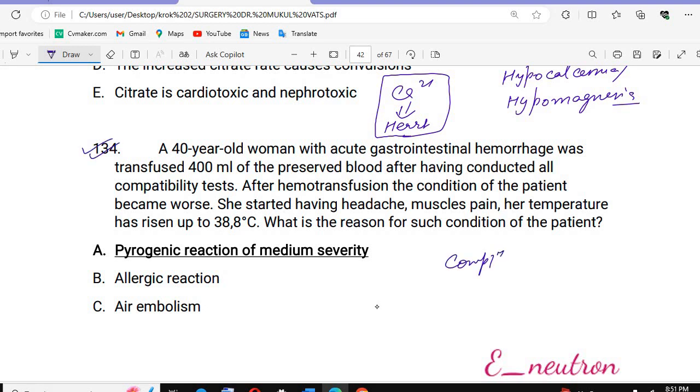The first complication we discussed was the pyrogenic reactions. Whatever the transfusion, these are the early reactions we see in case of blood transfusion, the pyrogenic reactions or blood transfusion reactions.